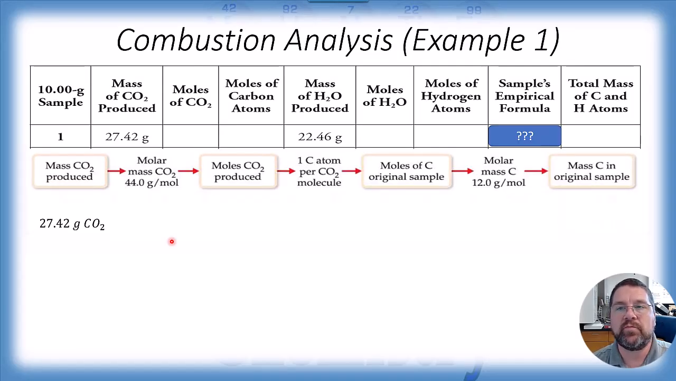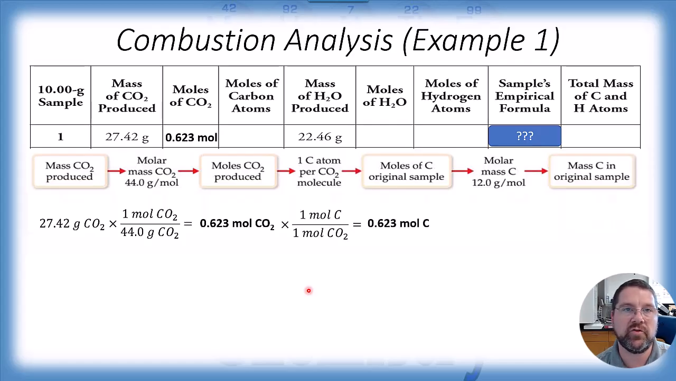So here's an example involving combustion analysis. We have a 10-gram sample, and 27.42 grams of carbon dioxide was produced when it was combusted, as well as 22.46 grams of water. For each of those, we have to follow the schemas that we just looked at. For the carbon dioxide, we convert to moles, and then we use the mole ratio to convert to moles of carbon atoms, and that's going to be the number that we need to use for the empirical formula portion.